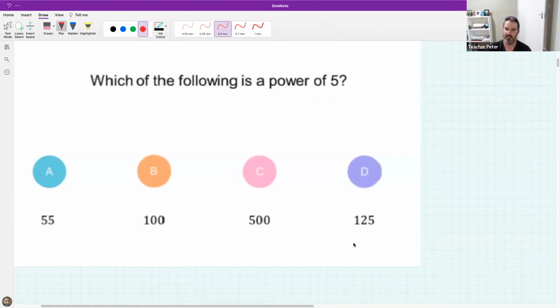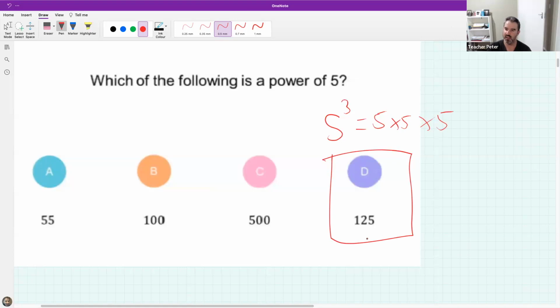So what we have here is the only one that is a power of 5 is 125, which is 5 to the power of 3. So 5 times 5 times 5. So the correct answer is D.